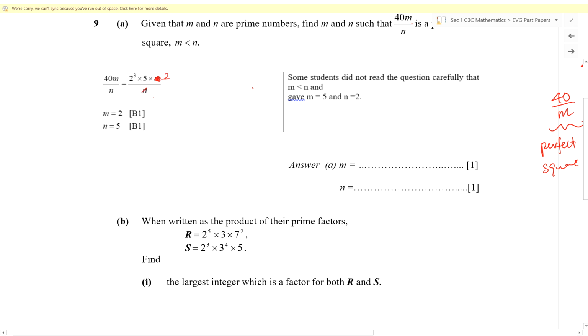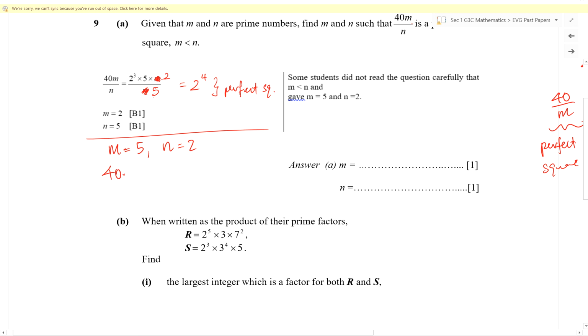and n becomes 5, we end up with 2 power 4 as the answer. Can you see that? And this is a perfect square. But how did they decide that m equals to 2, n equals to 5? What if it is the other way around? What if I say that m equals to 5, n equals to 2?